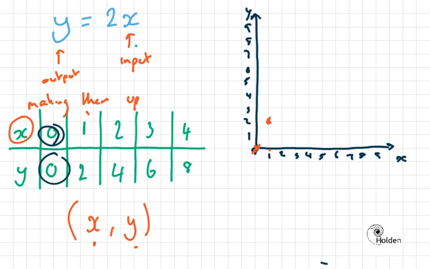Input of 2, output of 4. Input of 3, output of 6. Input of 4, output of 8. So this is a series of dots that represents y equals 2x.